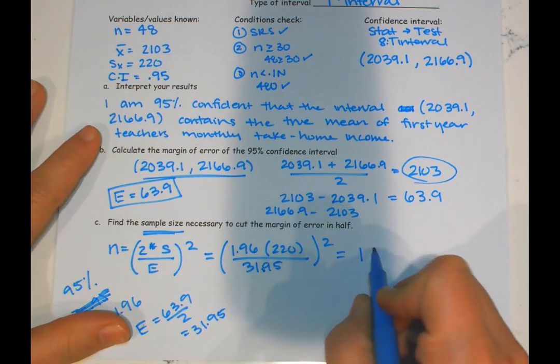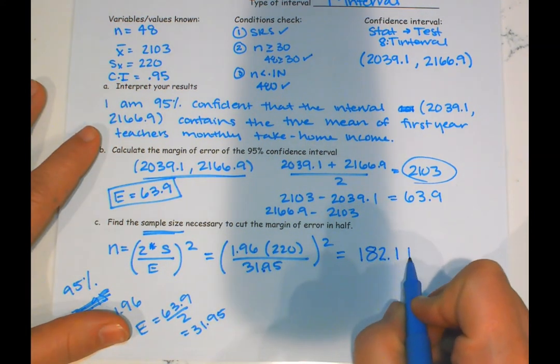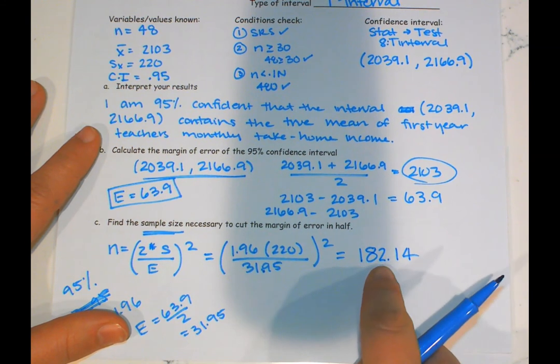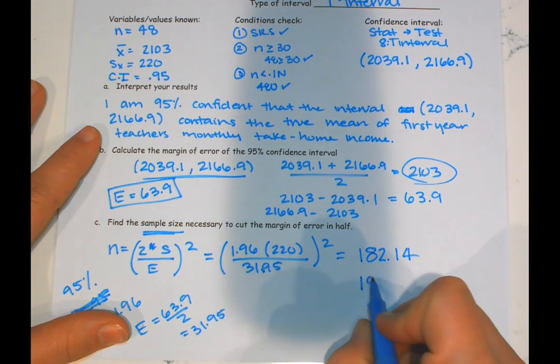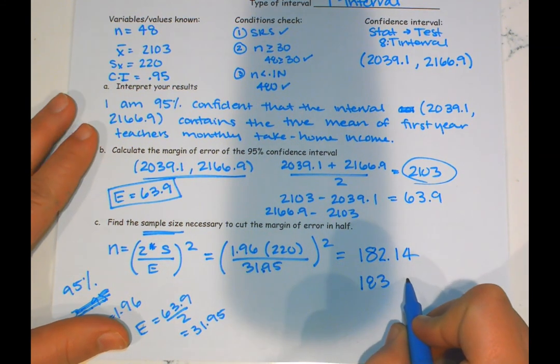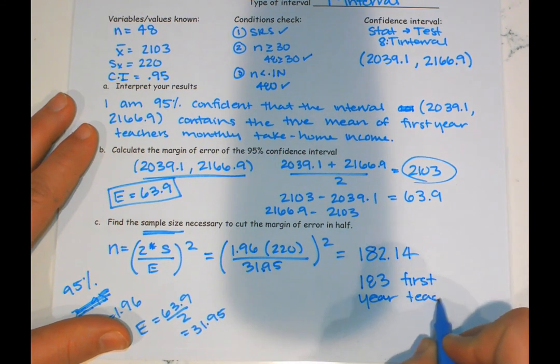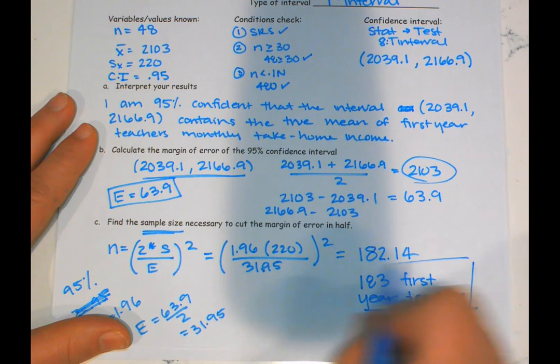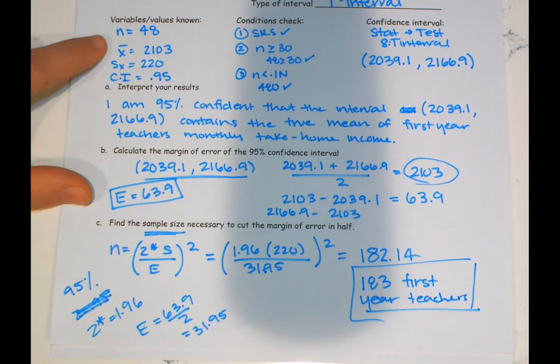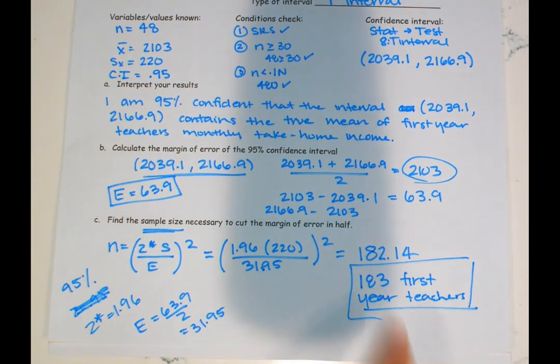It says that my survey would have needed to talk to 182.14, which we're going to round up to 183 first-year teachers to cut my margin of error in half. So my n size here was only 48. Had it been 183, it would have cut my margin of error in half.